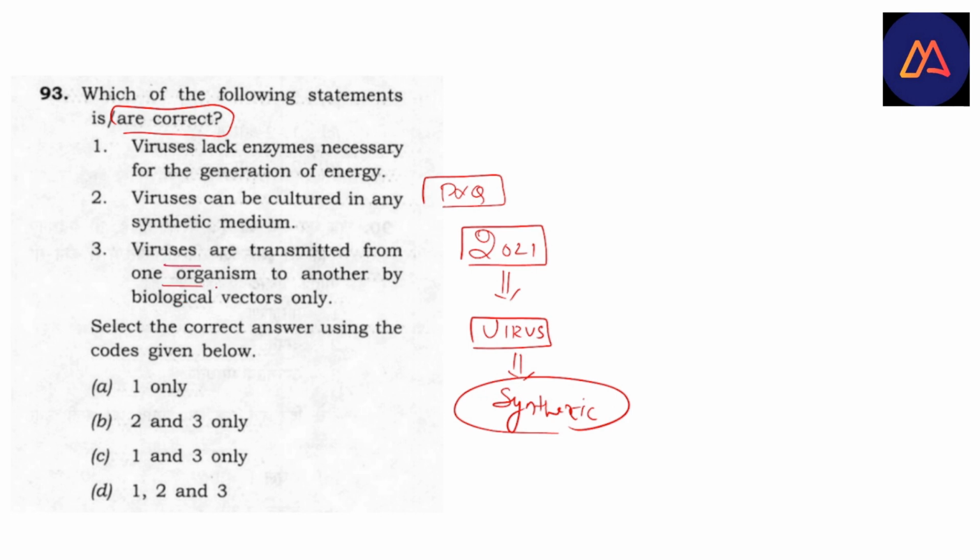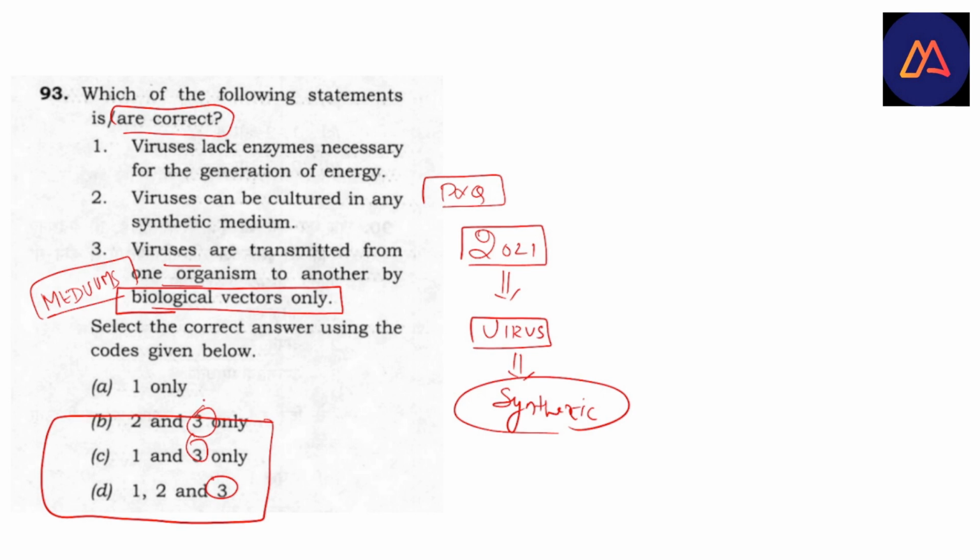Viruses can be transmitted from one organism to another by biological vectors only. No, they can be transmitted through many other mediums. Many other mediums are there that we have seen in the last 3 years. A lot of viruses have been created; corona has created a lot of havoc, so all this goes off. One is the correct answer according to the UPSC key.